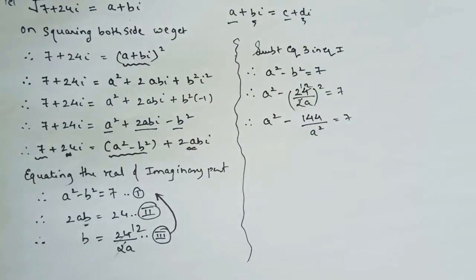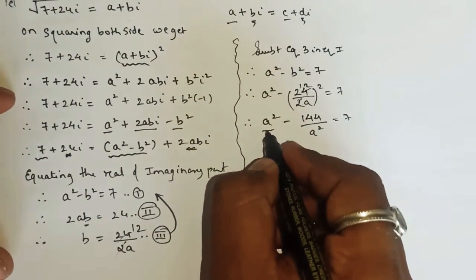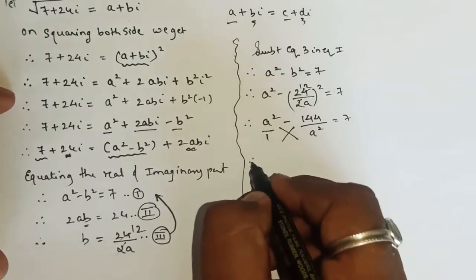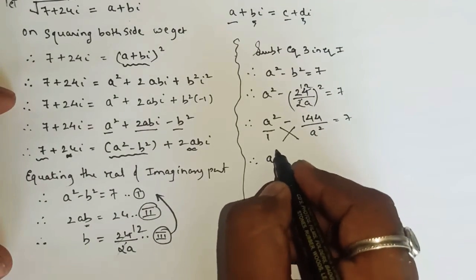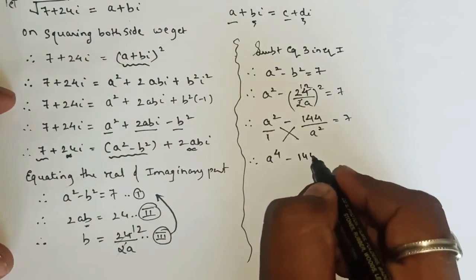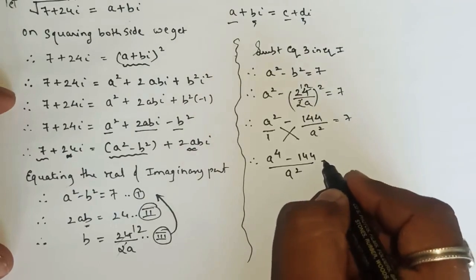Okay, so after this we'll cross multiply this part. So here a square into a square will be what? A raised to 4 minus 144 upon a square equals 7.